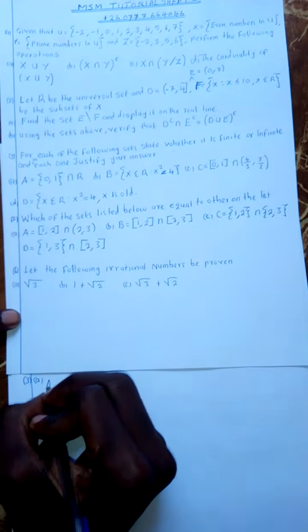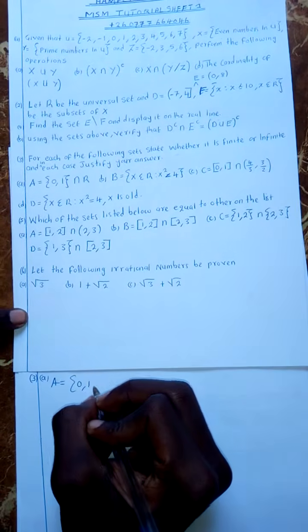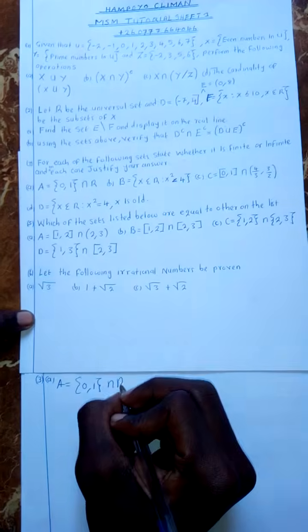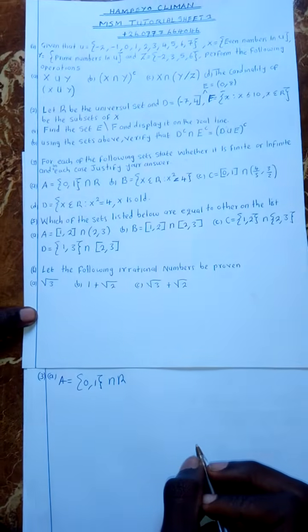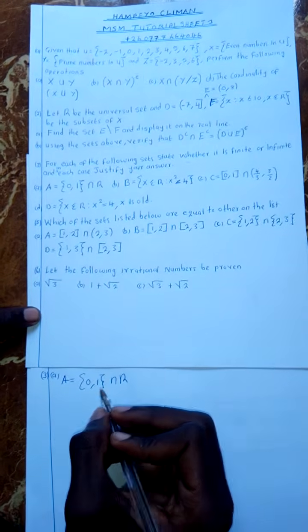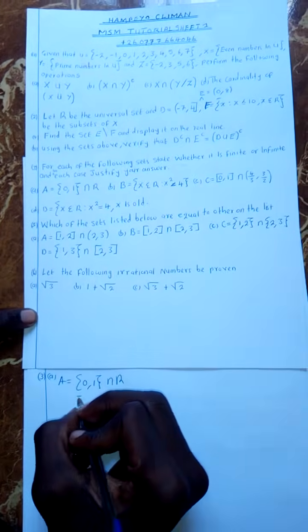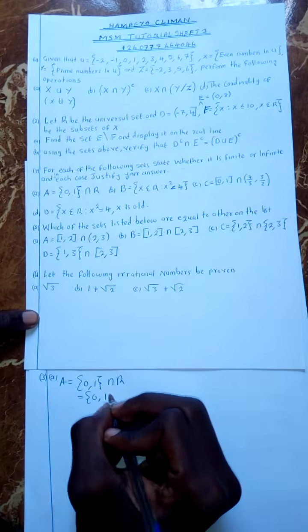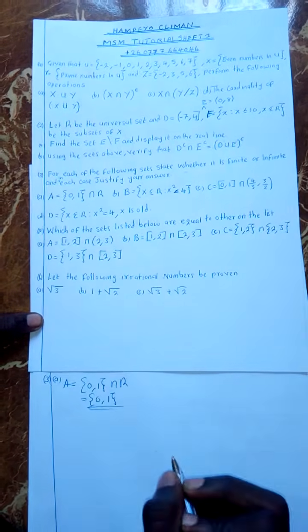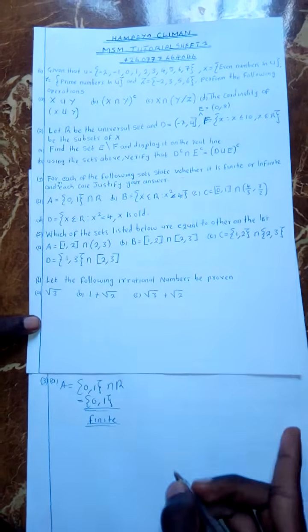So for A, we have been told that A is a set of 0, 1 intersection R, where R is simply the real line. So in other words, 0, 1 intersection R is simply 0, 1. So here the answer is simply 0, 1. Now these are countable numbers. Therefore, this is a finite set. We go to B.